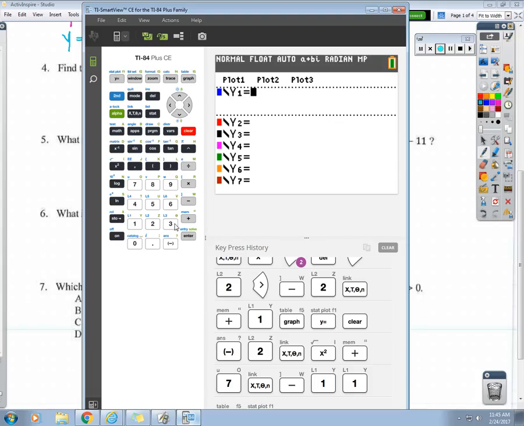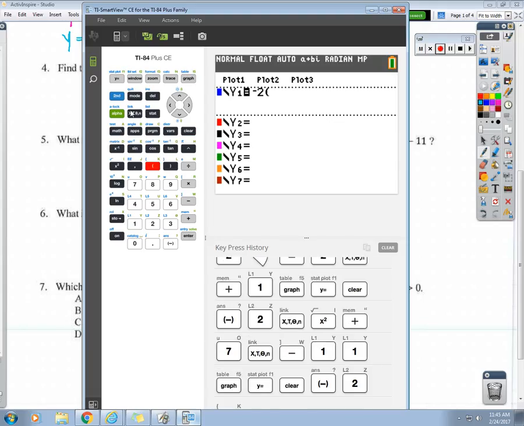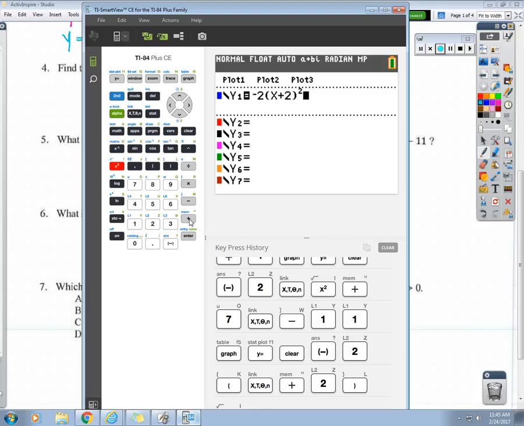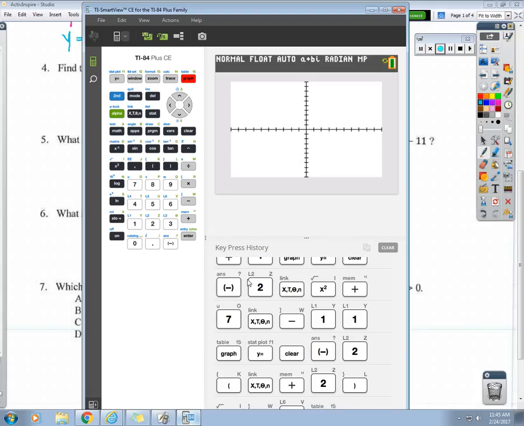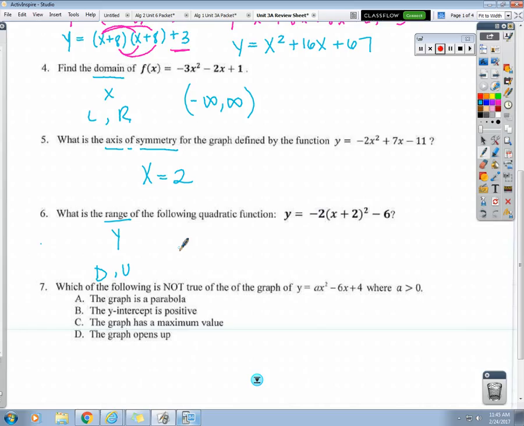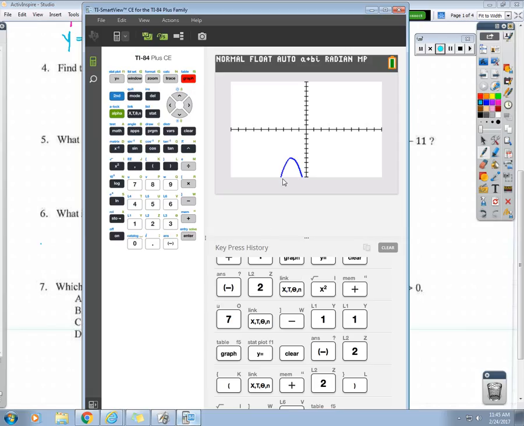Y equals negative 2 parenthesis x plus 2 squared minus 6. Okay, if you're on that parabola and you want to go down, how far down could you go? Forever. So negative infinity. No, for domain, yes, but not for range. Because think about it. If you're on this parabola and you want to go up, how far up could you go? Wouldn't that be the highest? And what's that y value?